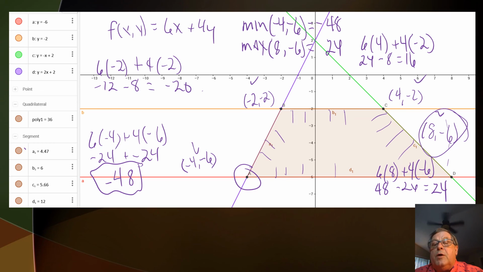We call it a bounded region because we can enclose this polygon where our vertices all come together. Next up, we'll look at an unbounded region.